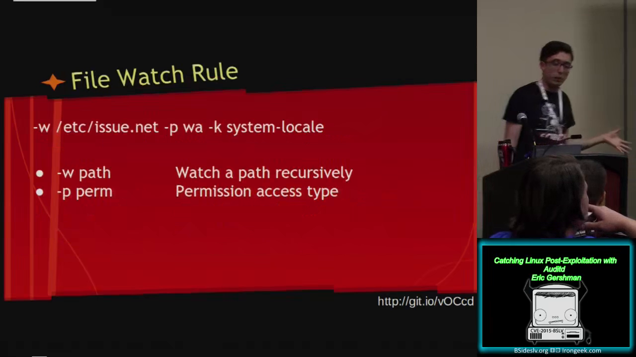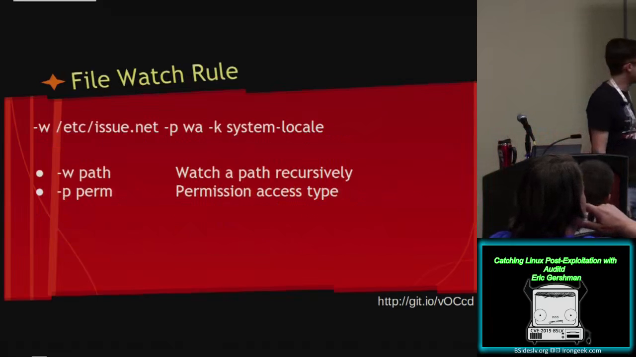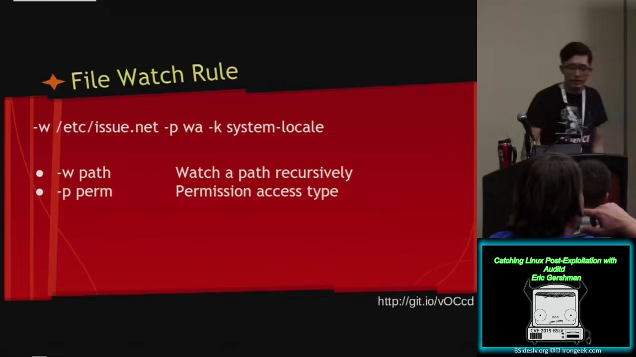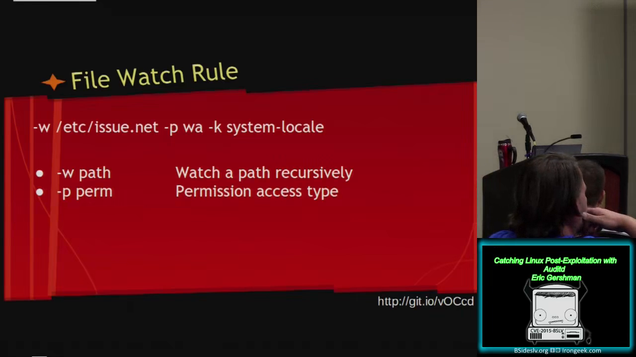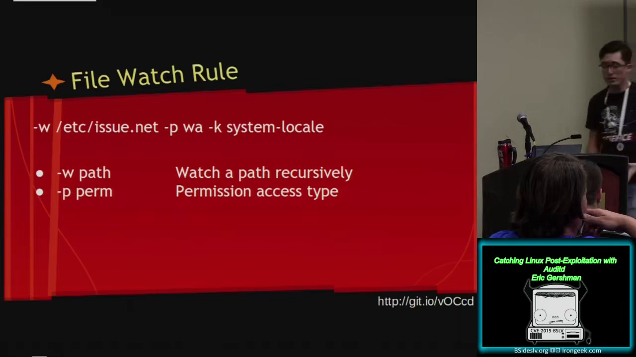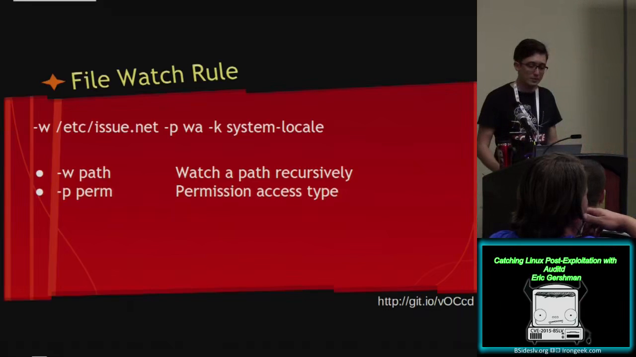So here's a file watch rule. It's watching /etc/issue, and the -w takes in a path, and you can put a directory, and it'll look at all the files in that directory recursively. -p matches the permission access type. So in this case, we have writes and attribute changes. So it's only going to look for writes and attribute changes.